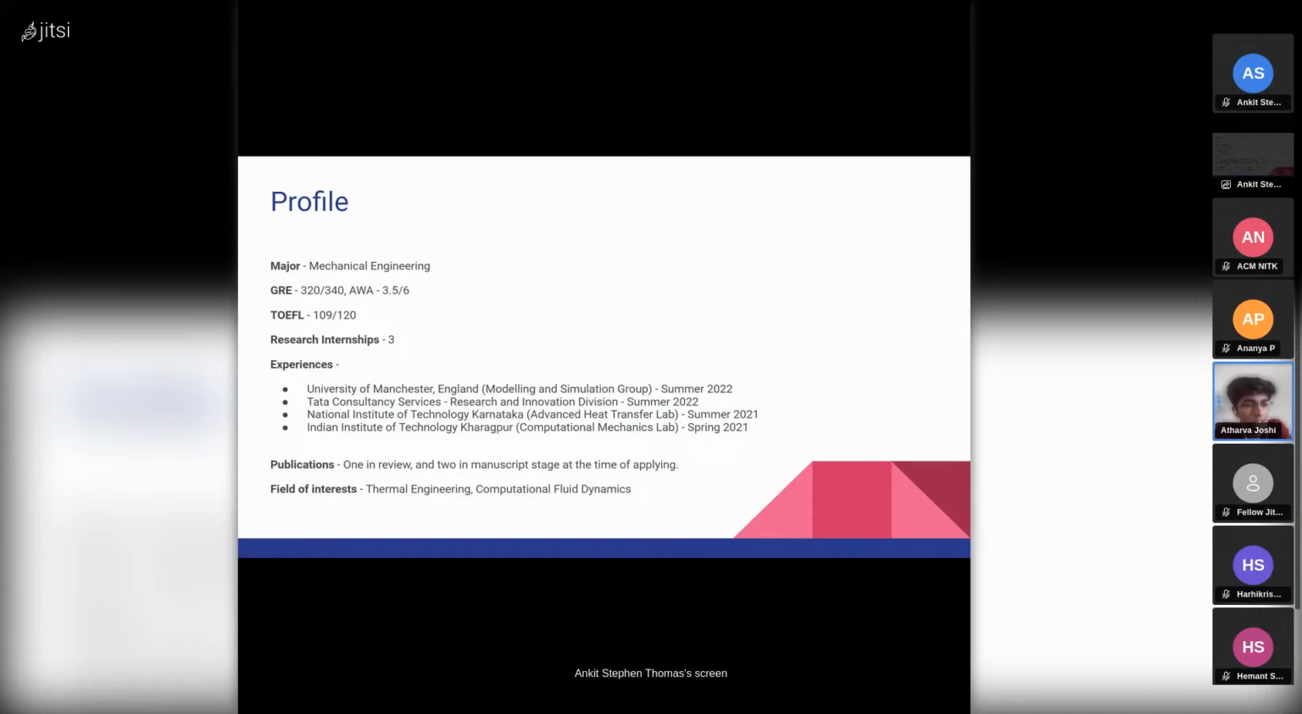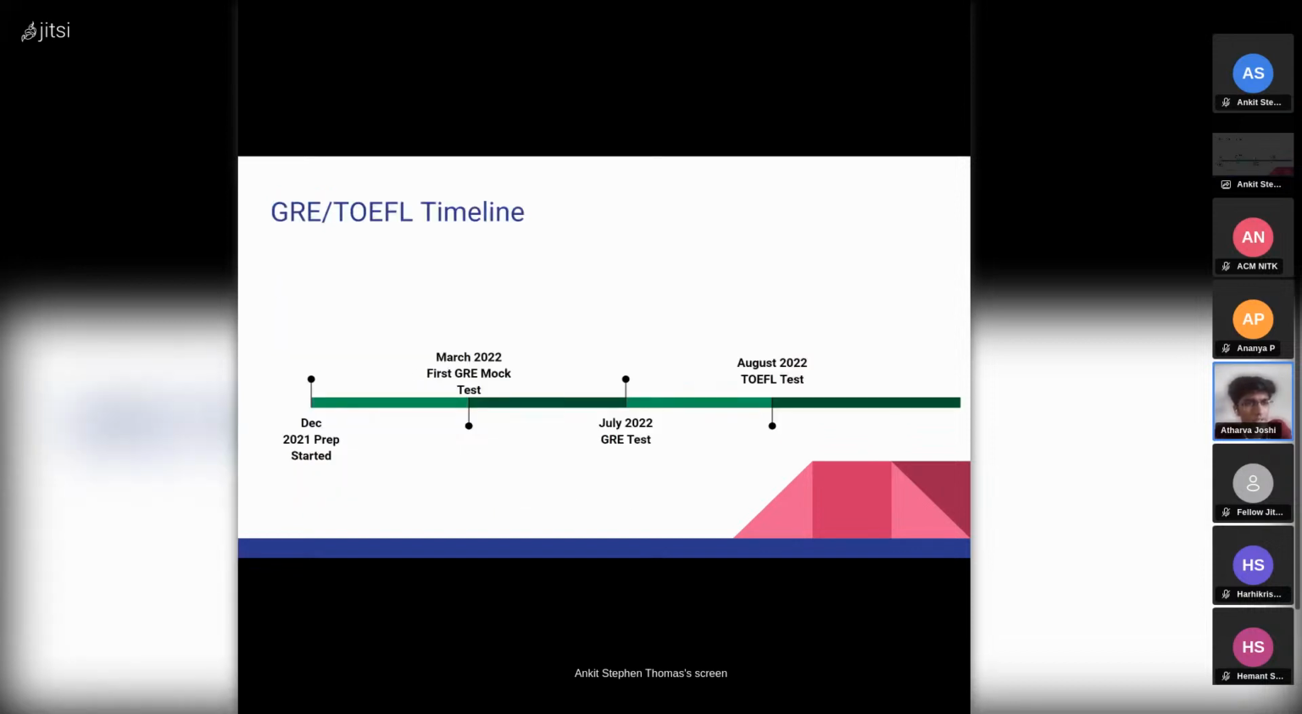During the time of applying, I had one publication in review and 2 in the manuscript stage. And yeah, my fields of interest are thermal engineering and computational fluid dynamics. So I'll be covering mostly GRE and TOEFL in detail in my part.